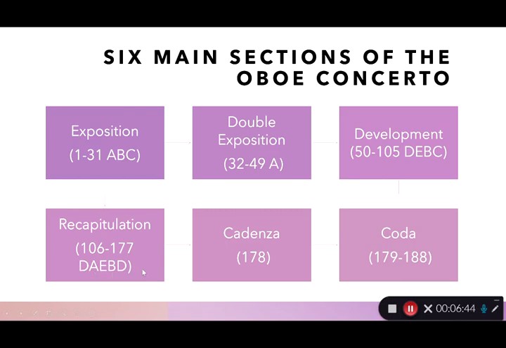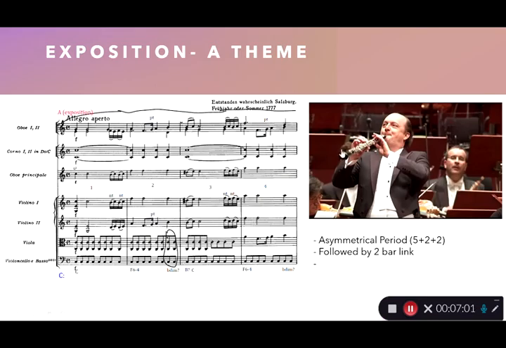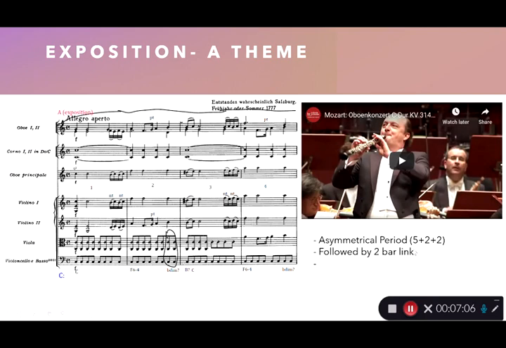So then once we get through the recapitulation, we have the cadenza, which is bar 178. So here we hear the soloist do their solo, and then at the end we hear the trill, leading us into the coda, where we have the terminative material for the movement. So for the A theme, we have an asymmetrical period. It's 5 plus 2 plus 2, and it's followed by a 2-bar link.